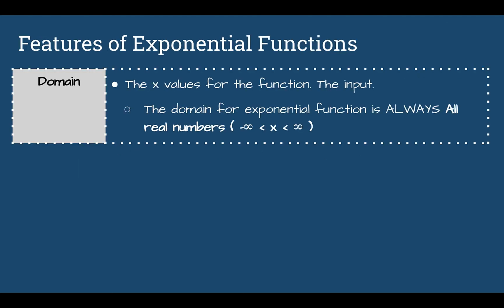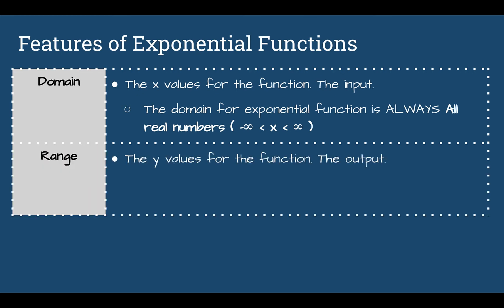The first feature of an exponential function is domain, and we have seen this word before. The domain is the x values for the function. It's the input. For exponential functions, your domain is always going to be all real numbers, which means that it can go from negative infinity all the way to positive infinity, and we can have any x value in between. We can take any x value and plug it into our function.